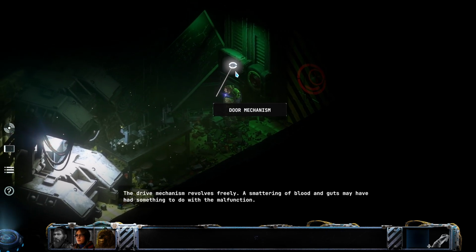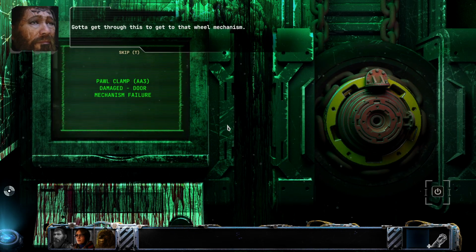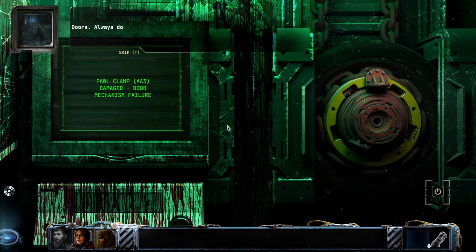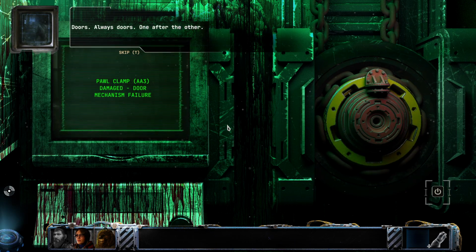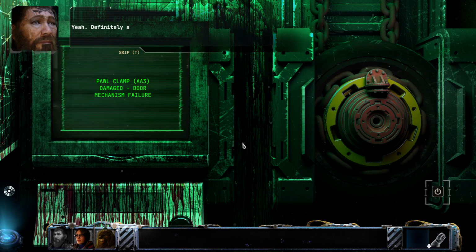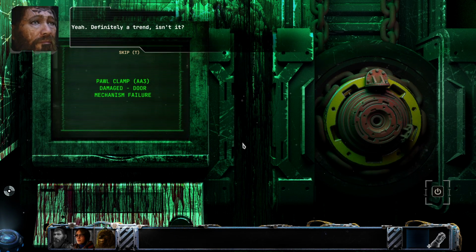Let's have a look at this. Gotta get through this to get to that wheel mechanism. Doors. Always doors. One after the other. I was just thinking that same thing. Definitely a trend, isn't it?